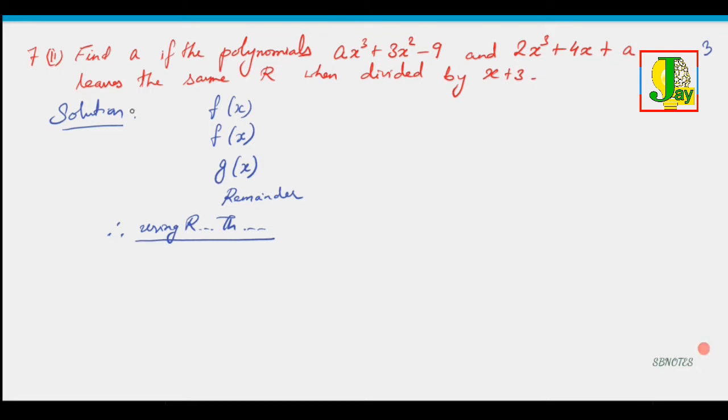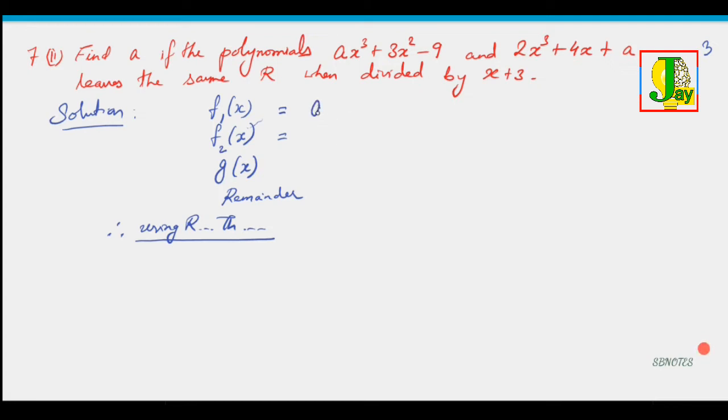Okay, now here you see a polynomial. Find a if the polynomials are this and this. There are two polynomials, ax cube plus 3x square minus 9 and 2x cube plus 4x plus a. We have two polynomials, so we can write f1(x) and f2(x). Instead of f1(x) and f2(x), you can also take f(x), p(x), like that. It doesn't matter, so I prefer taking that.